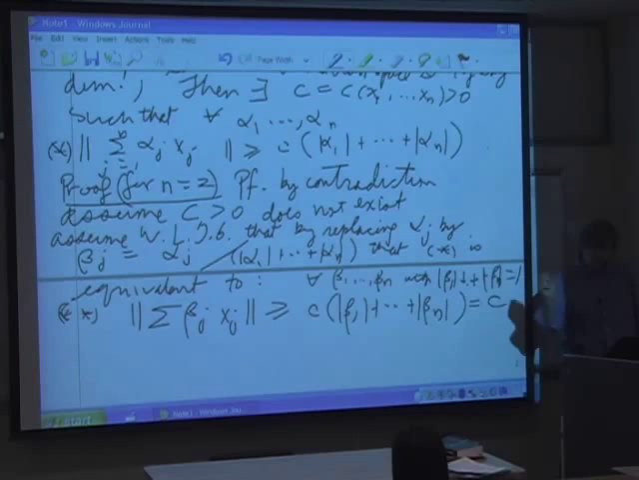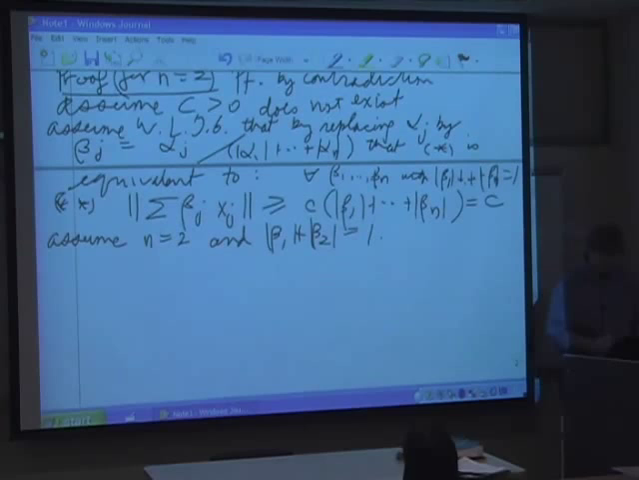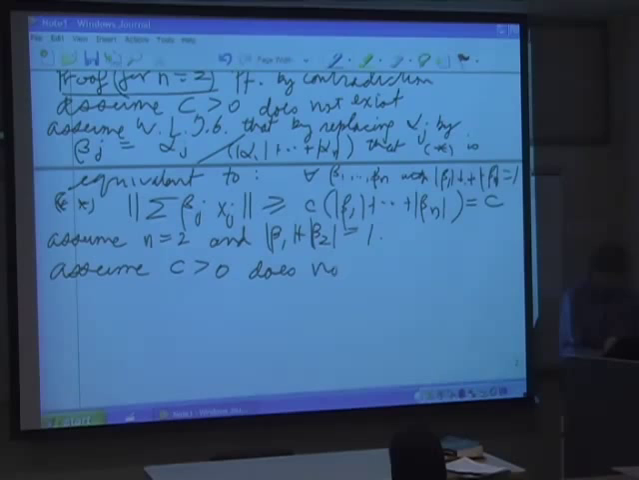equal to 1. So assume now that n equals 2 and beta 1 plus beta 2 is equal to 1. Okay. So I'm trying to prove this double star. And I'm going to assume that C does not exist. Assume C greater than 0 does not exist. Okay. So therefore, there must exist a beta 1 super m and a beta 2 super m, sequences of scalars.